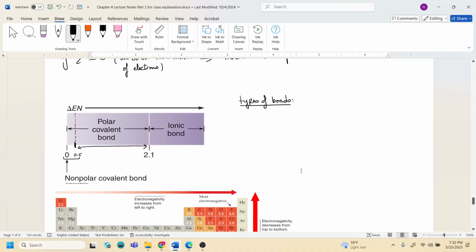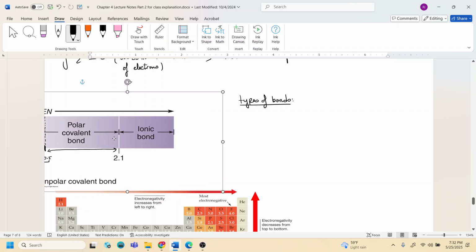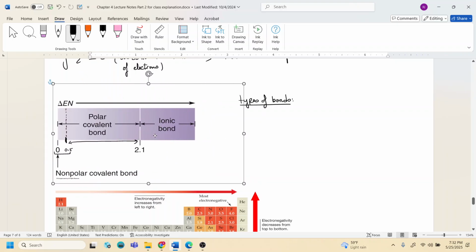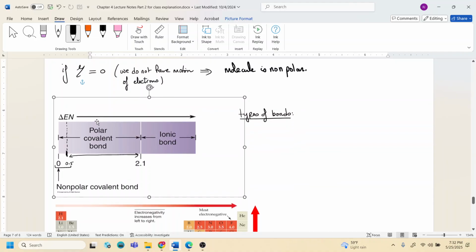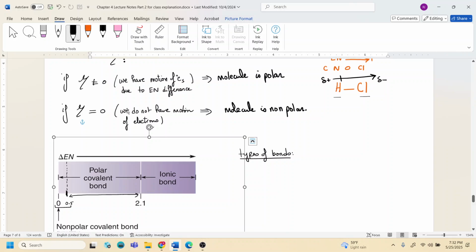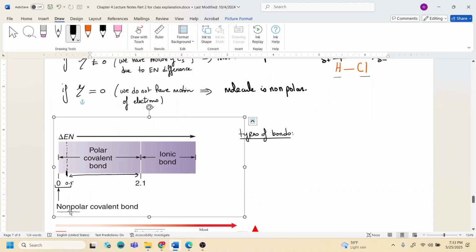But before having an example, let's talk a little bit about the types of bonds. We said that we have two types of bonds. We have an ionic bond and we have a covalent bond. Now, bonds can be either polar or nonpolar. Polar means that you have the motion of electrons in the molecule, and nonpolar means that there is no motion of electrons.